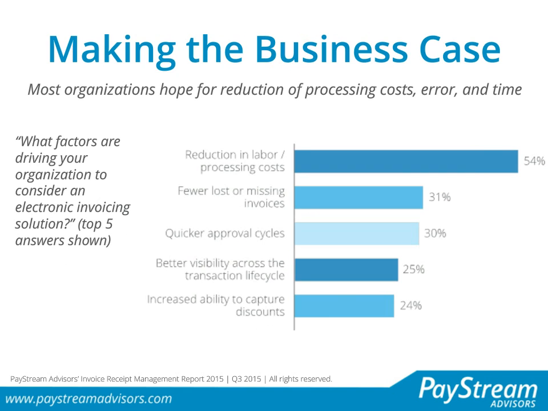And in doing so, it can really be the difference between success or mediocrity. So here are the benefits survey respondents received from implementing an automated solution. 54% reported a reduction in costs, 31% reported fewer missing invoices or quicker approval cycles, and overall there was better visibility and, like we were discussing, the ability to capture more discounts. Richard, what are some of the successes that you've seen post-implementation with Invocus?